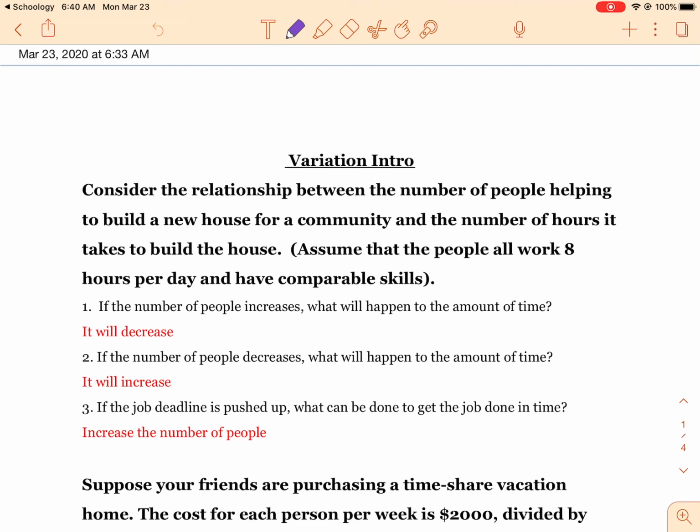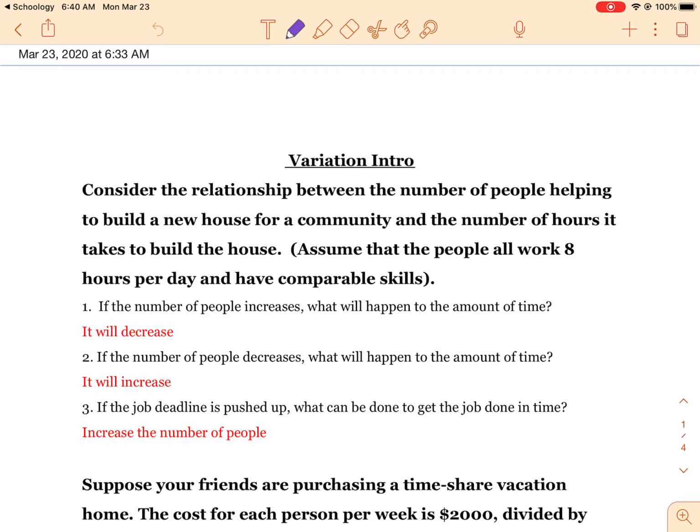Well, that's going to decrease. That should make sense. Well, what happens if the number of people decreases? What will happen to the amount of time it takes to build a house? Well, that increases, that goes up. So just think about that idea. And then if the job deadline got pushed up, what can you do to make sure you get the job done in time? Well, if you increase the number of people, that'll allow you to get it done faster.